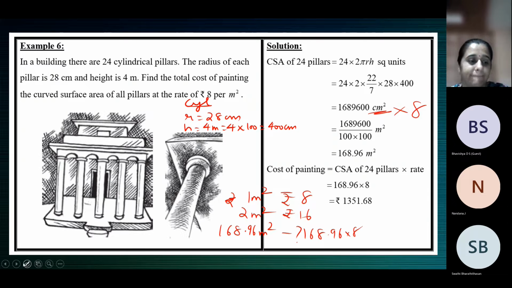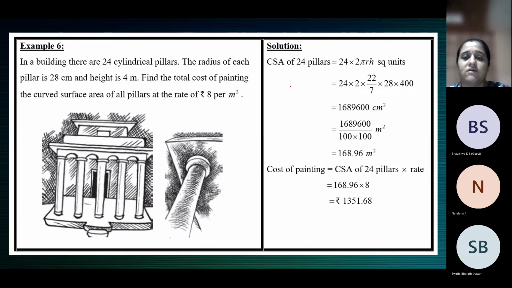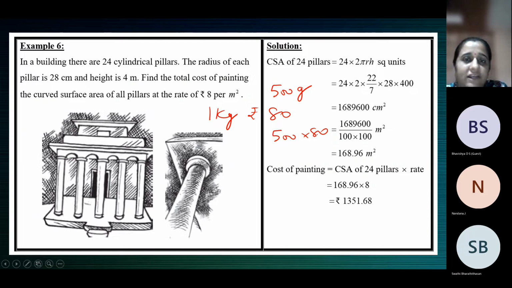That's wrong. See, supposing you want to buy 500 grams of grapes, and the fruit seller says 1 kg of grapes is say 80 rupees. So for 500 grams, will it be 500 into 80? 1 kg is 80 rupees, and now you want to buy 500 grams of grapes.